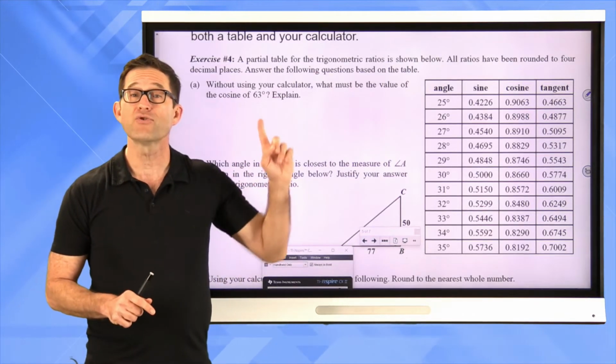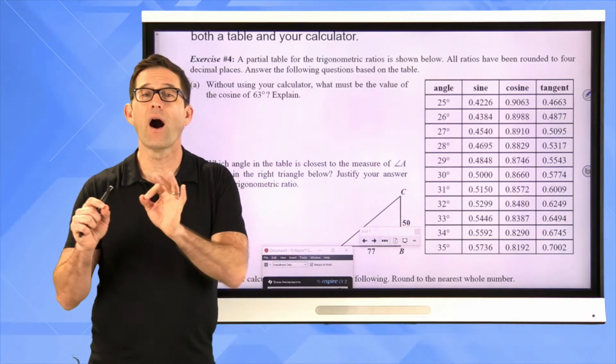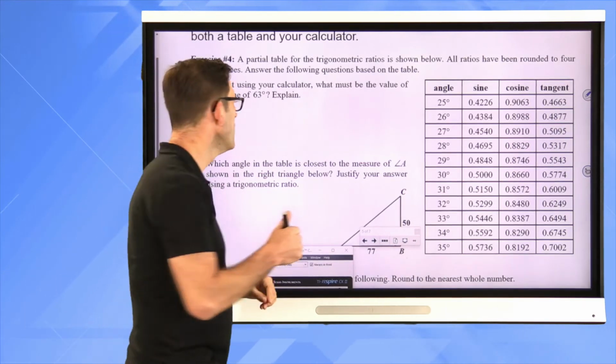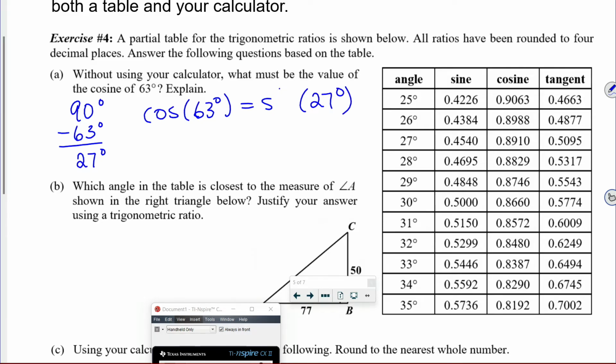Well, what should be true is that the cosine of 63 should be equal to the sine of the complement of 63. All right, so without using my calculator, I think I can do this. 90 minus 63 is equal to 27. So the cosine of 63 degrees should be the sine of 27 degrees, and that I have. That's right here. So the cosine of 63 degrees should be 0.4540.